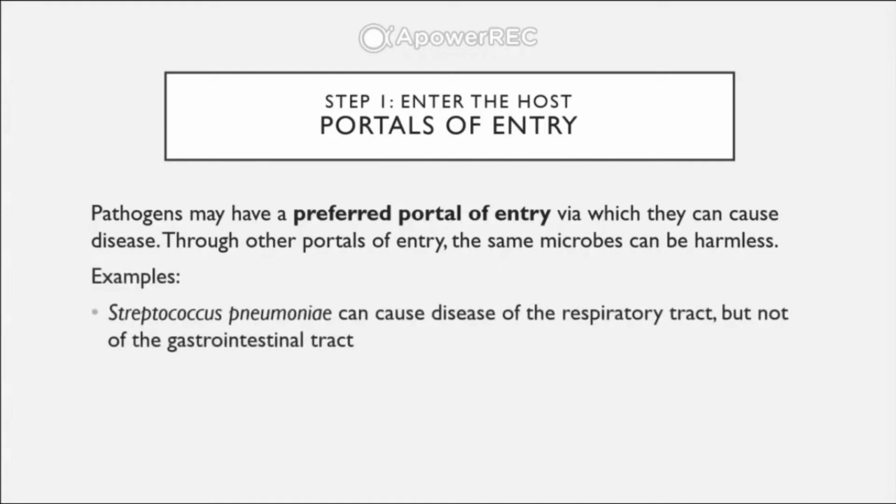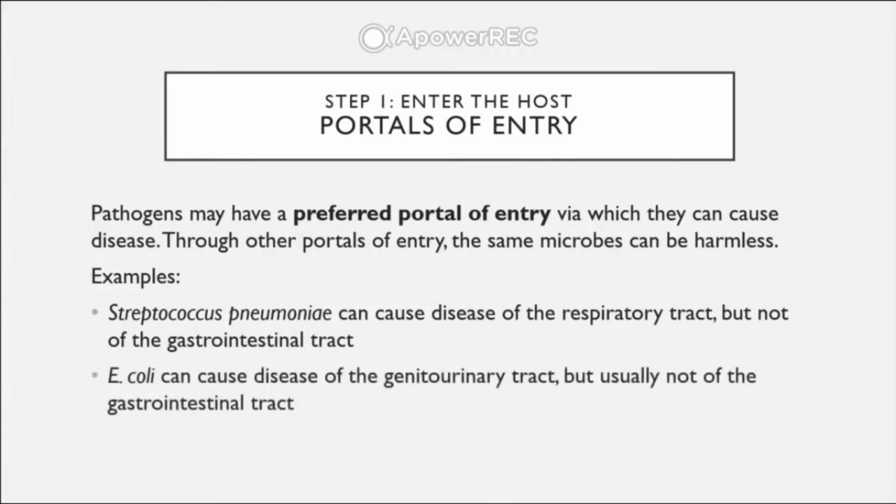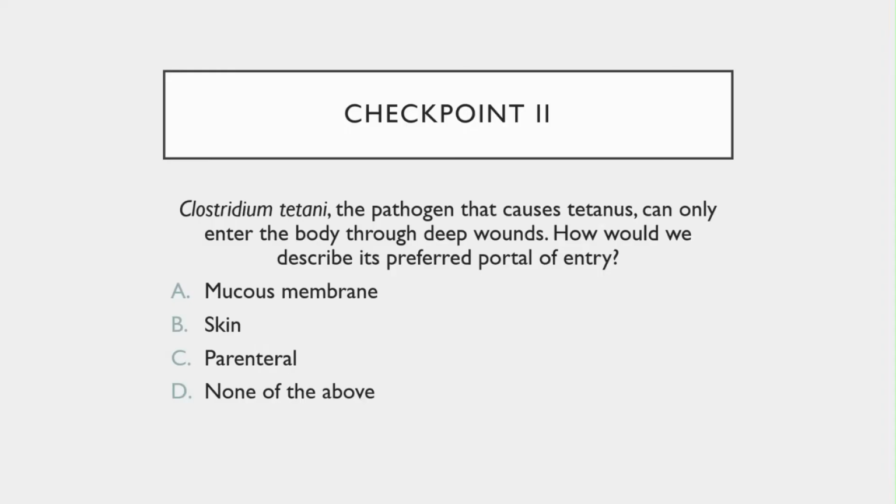Examples of this are Streptococcus pneumoniae, which can cause disease of the respiratory tract, but not of the gastrointestinal tract, and E. coli, which can cause disease of the genitourinary tract, but usually, I say usually, not of the gastrointestinal tract. Checkpoint 2. Clostridium tetani, the pathogen that causes tetanus, can only enter the body through deep wounds. How would we describe its preferred portal of entry?